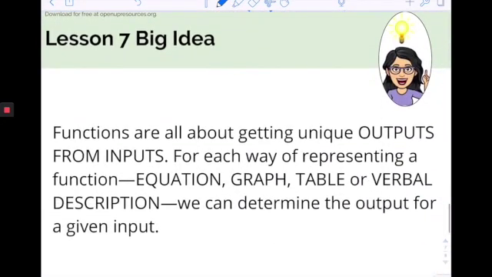Which brings us to the big idea. Functions are all about getting unique outputs from inputs. For each way of representing a function, we had equations, we had graphs, we had tables, we had verbal descriptions. We can determine the output for a given input. And what's important to realize is that we can compare the different inputs and outputs even when the functions are displayed in different ways. So write this big idea in your notebook.